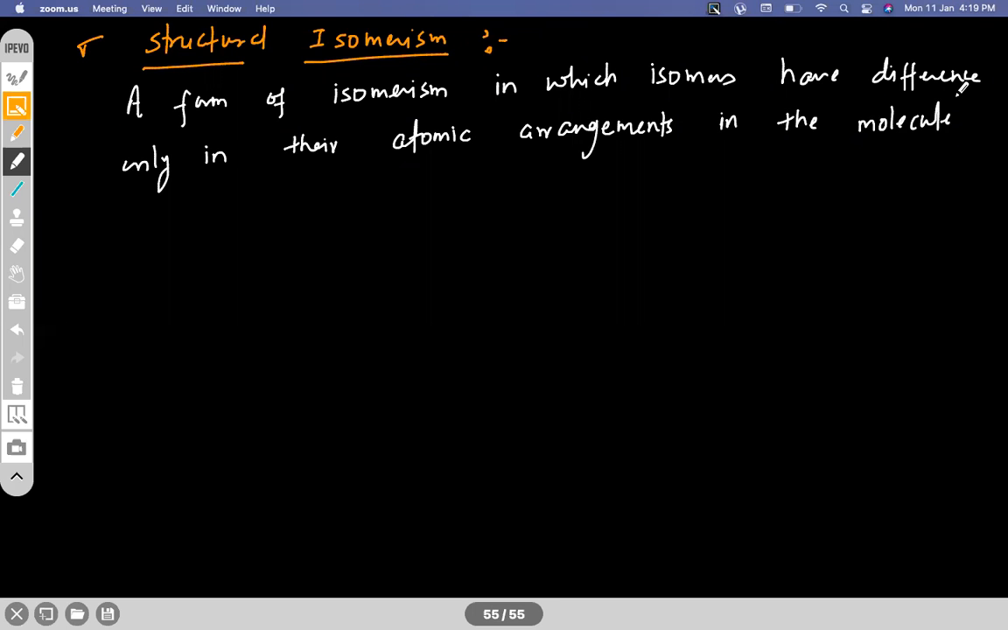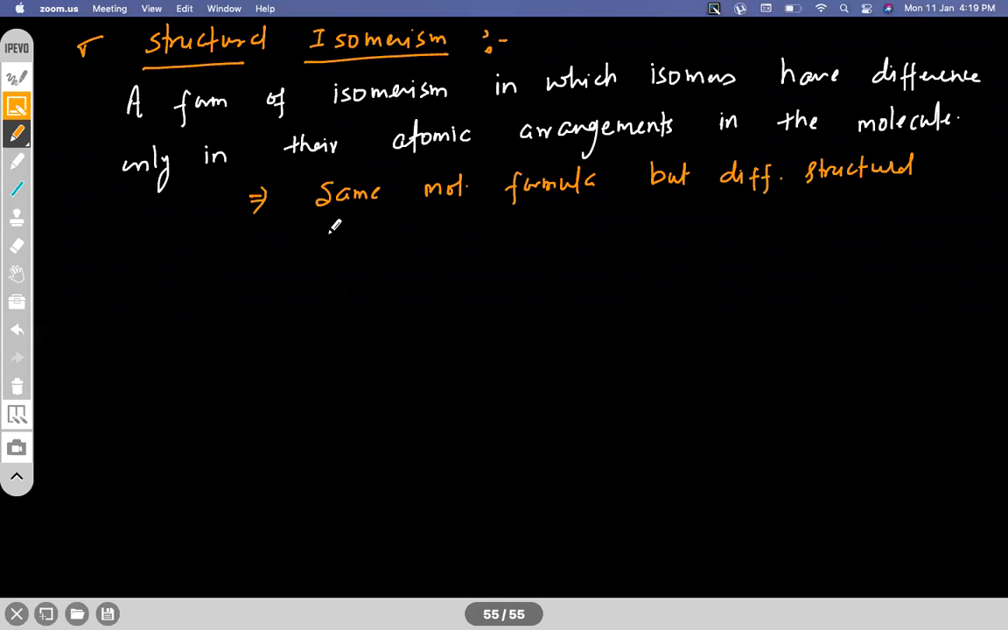The molecular formula must be the same. That is the necessary condition we have. So basically, same molecular formula, but different structural formula. This is structural isomerism.